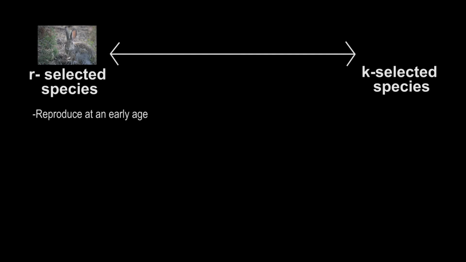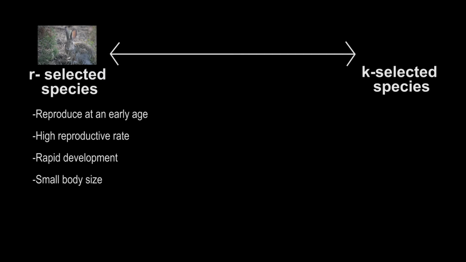Good examples of R-selected species are rabbits. Typical R-selected species reproduce at an early age and have high reproductive rates, rapid development, small body sizes, short lifespans, and low parental care of young. This strategy is ideal for organisms in rapidly changing environments.